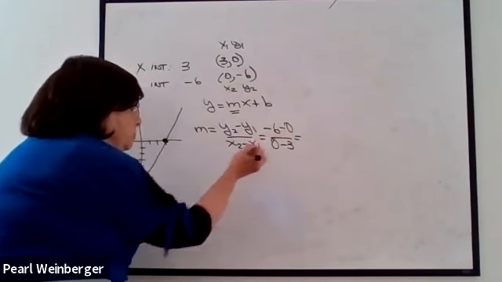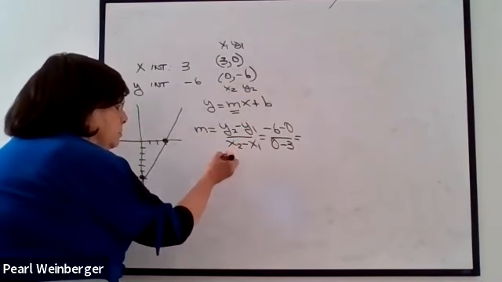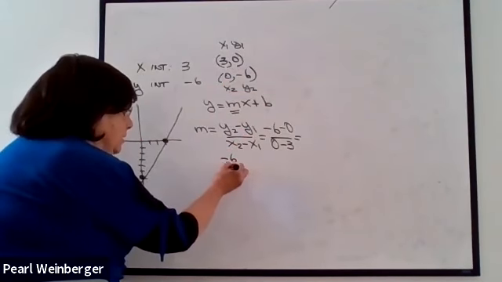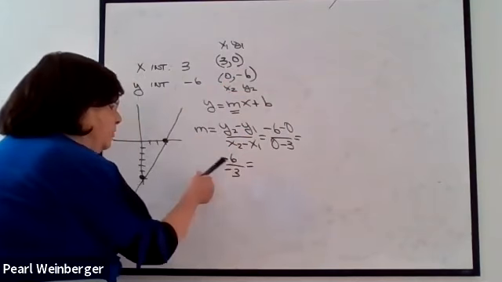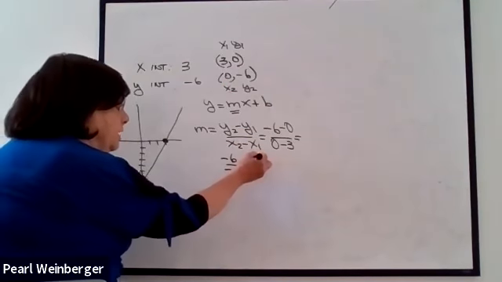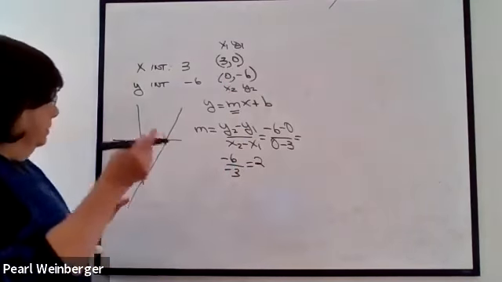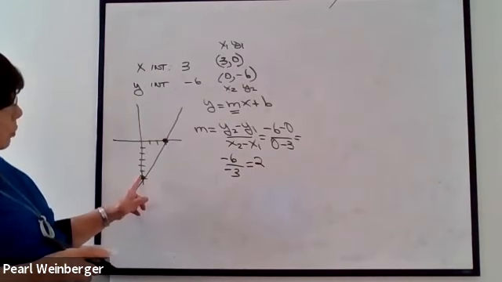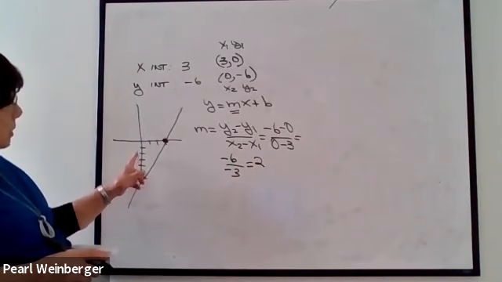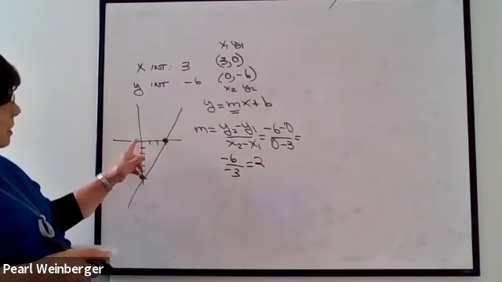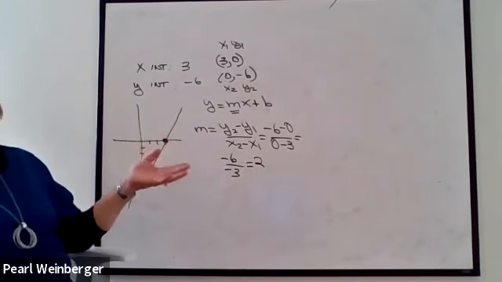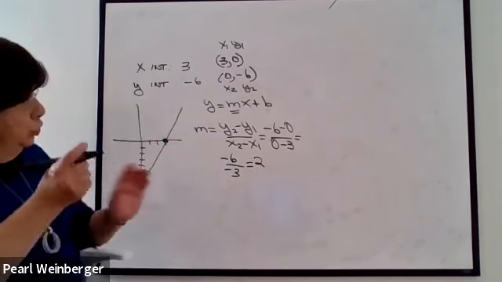So what that gives me is -6 minus 0 is -6. 0 minus 3 is -3. And if I divide -6 by -3, I get 2. The slope of this line is 2. You could have counted boxes, because if you notice, if you go up 1, 2, 3, 4, 5, 6, then you're going over 1, 2, 3. 6 over 3 would have given you a slope of 2.